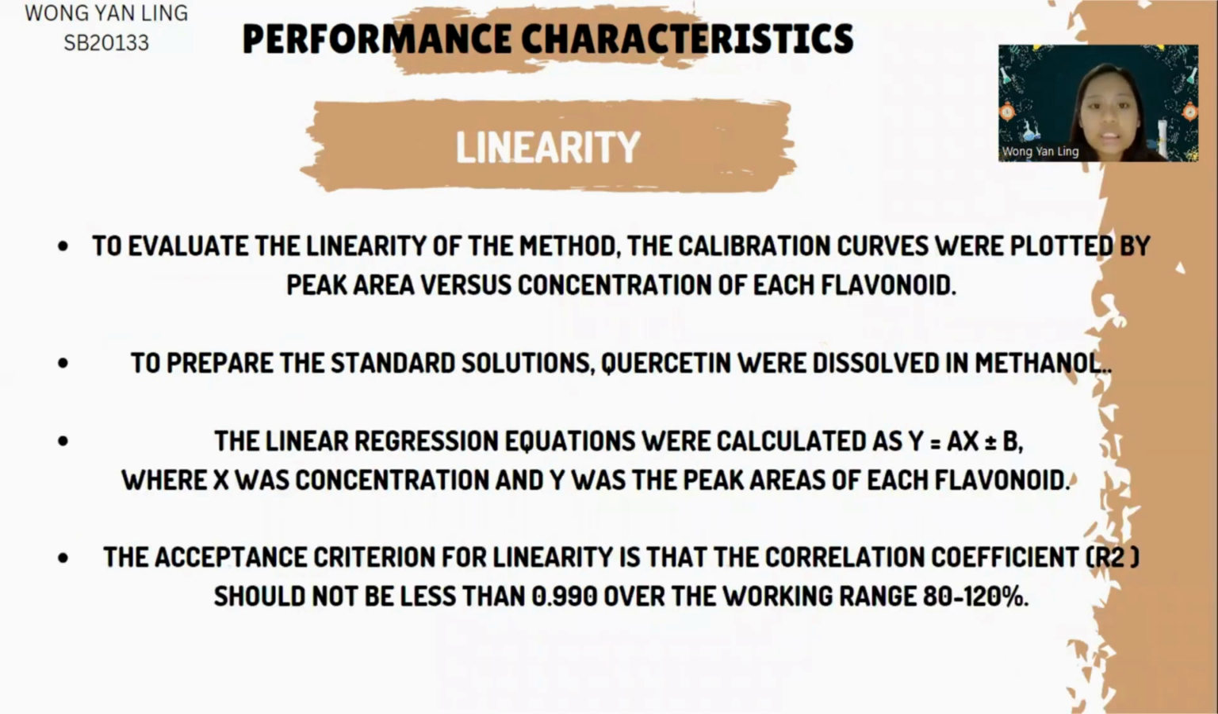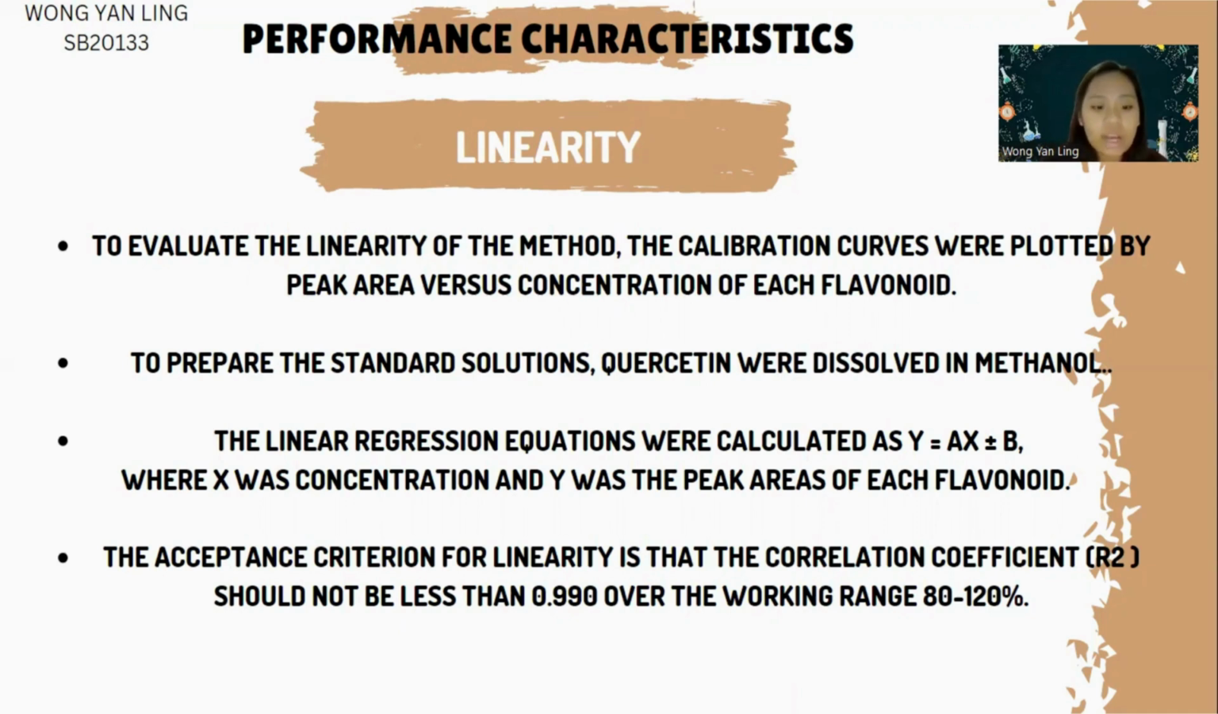So next, the third one will be the linearity. Linearity is to evaluate the method. The calibration curve was plotted by the peak area versus the concentration of each flavonoid. To prepare the standard solution, quercetin was dissolved in methanol. The linear regression equation was calculated as y equals ax plus or minus b, where x was the concentration and y was the peak area of each flavonoid.